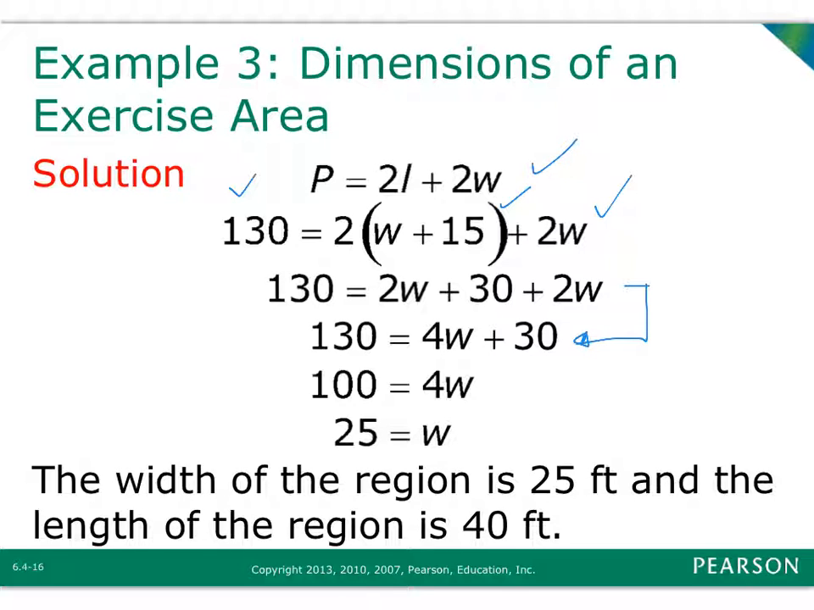And now we subtract 30 from both sides of the equation, and we get the following. 100 is equal to 4W. And finally, we divide 4 on each side of the equation, and we get 25 is equal to W. So essentially, the width of the region is 25 feet, and the length of the region is 40 feet.